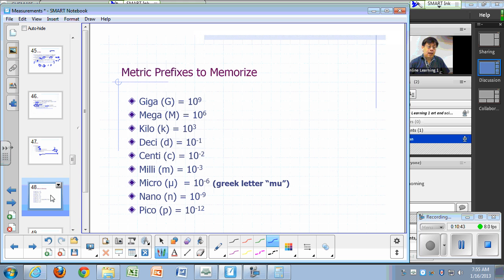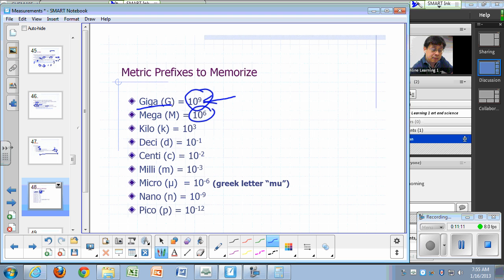All right, so here are some metric prefixes that you really should be memorizing. These are prefixes that I expect you to memorize. Giga is 10 to the 9. A good way to remember that prefix is you've probably seen the movie Back to the Future. So 1.21 gigawatts of power. 10 to the 9 is a billion.